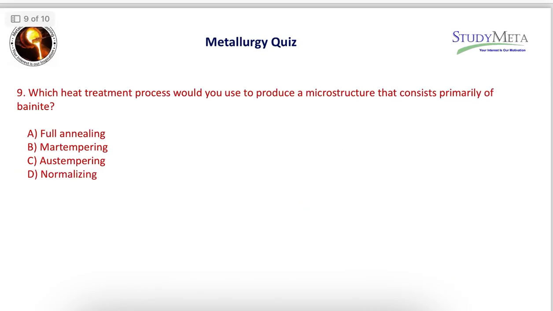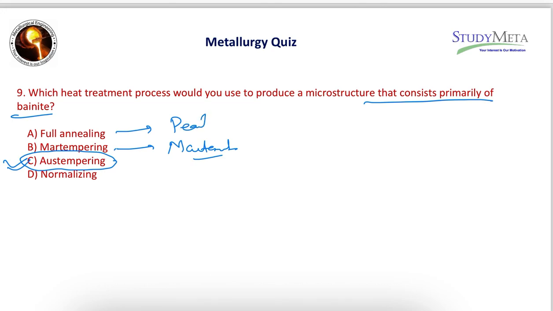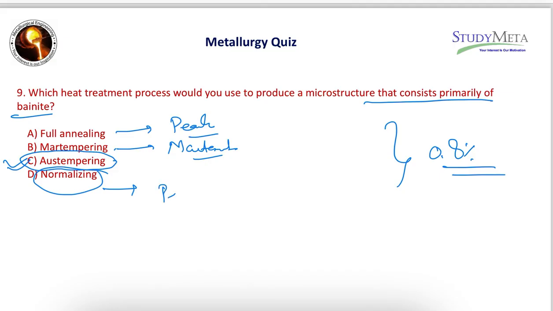Now let's go to the ninth question. Which heat treatment process would you use to produce a microstructure that consists primarily of bainite? So here is a very famous heat treatment process which we usually call austempering. So the correct answer is C here. And another one, martempering, will give us martensite. Full annealing will give us pearlite, and this is for the 0.8% eutectoid steel. And normalizing will also give pearlite.